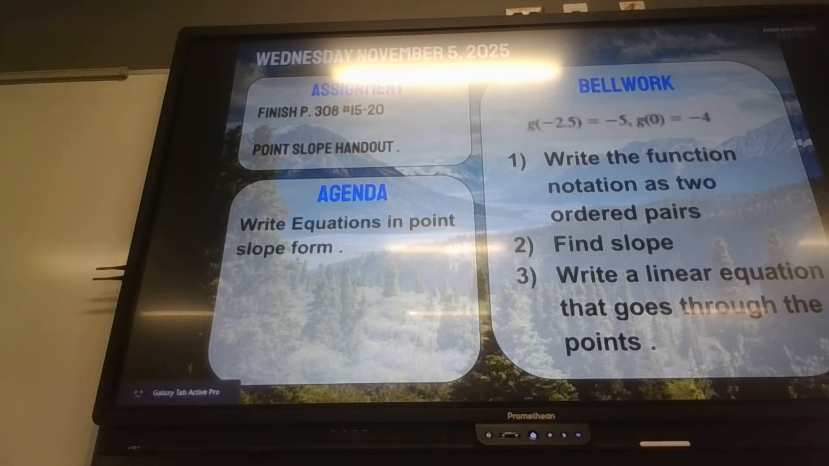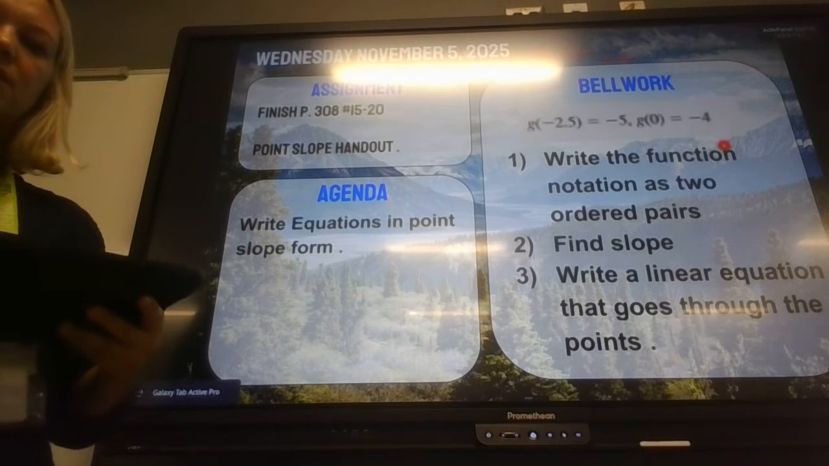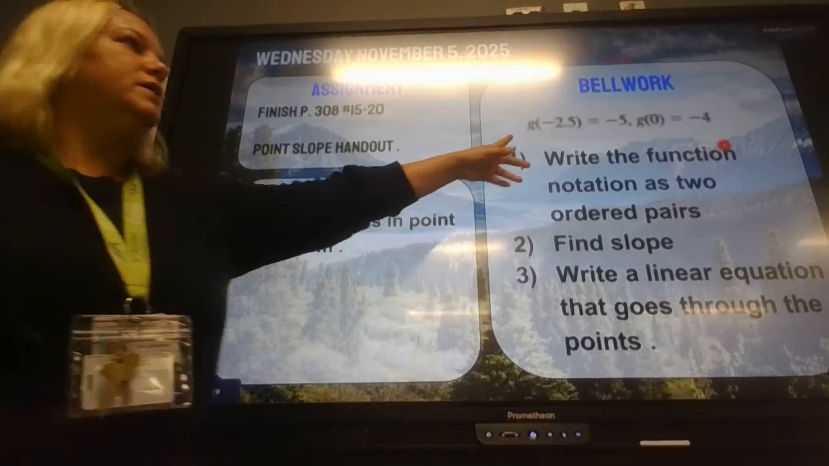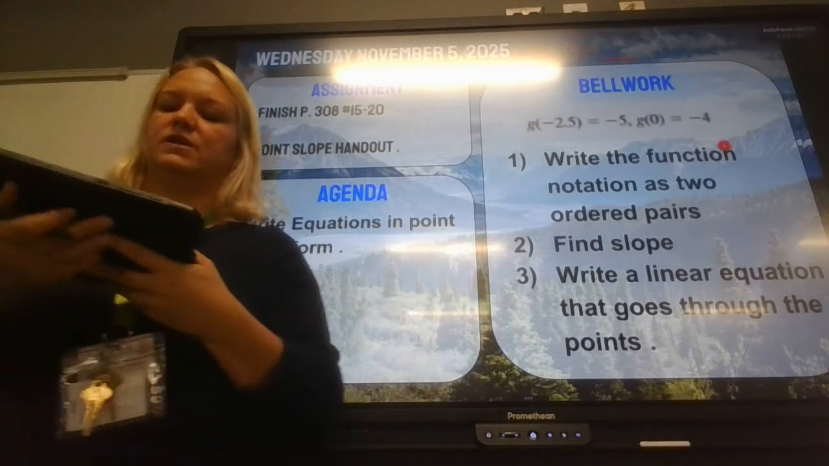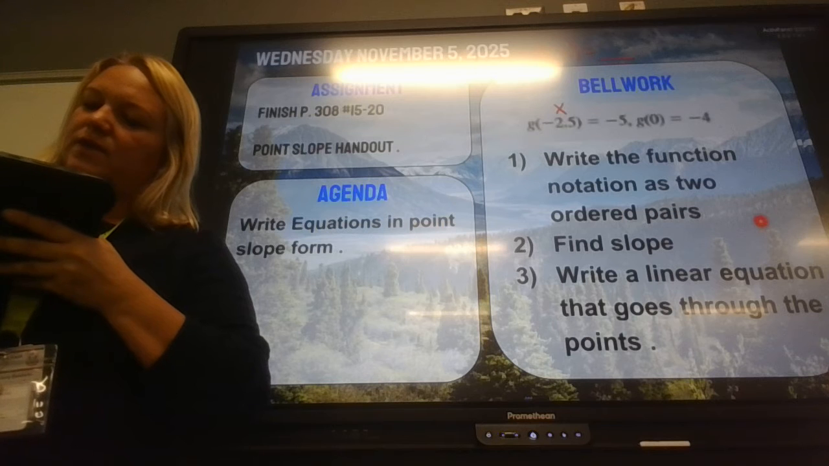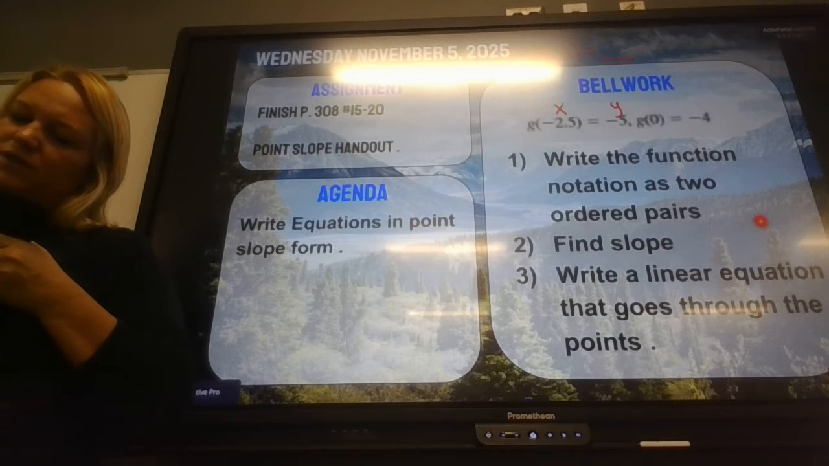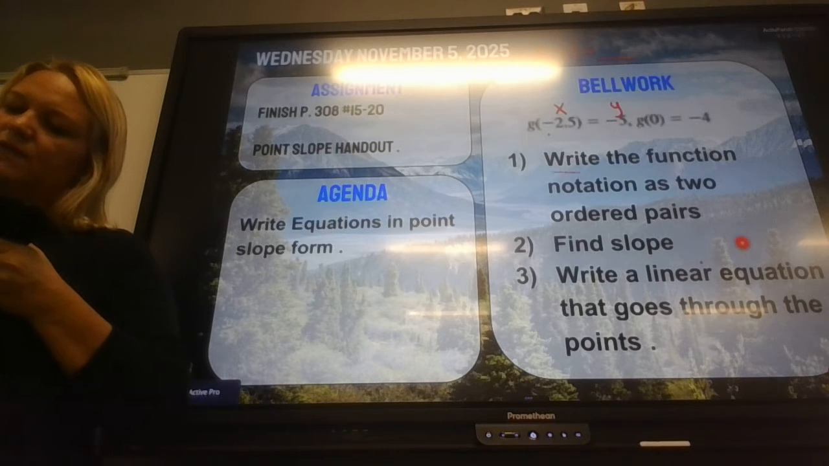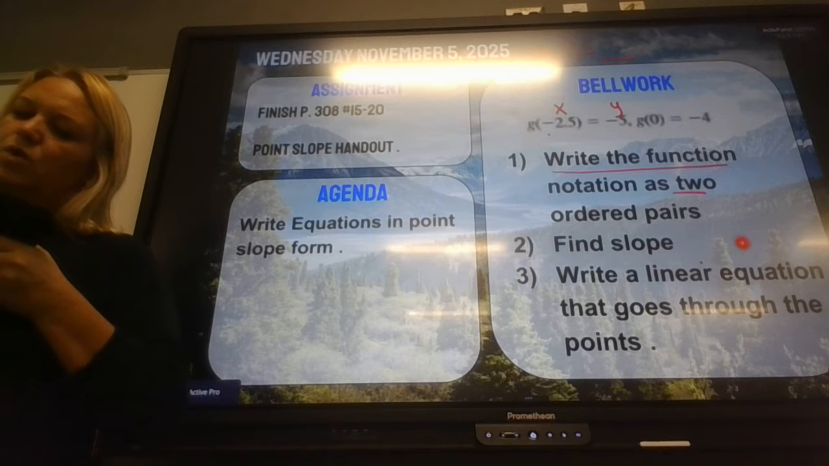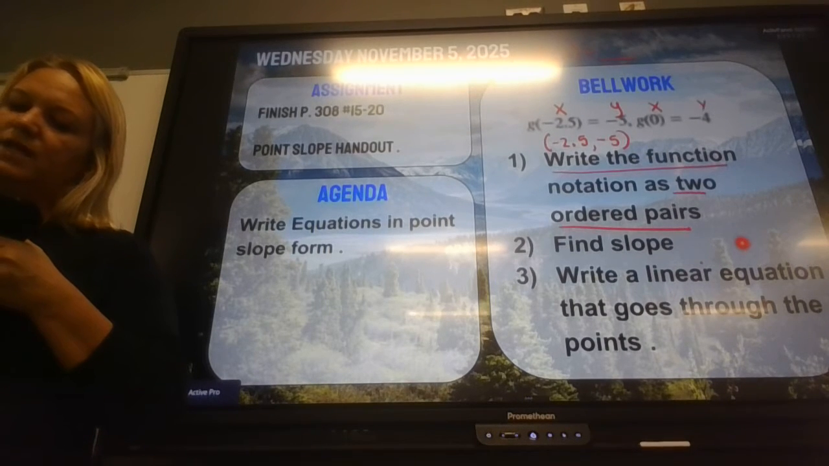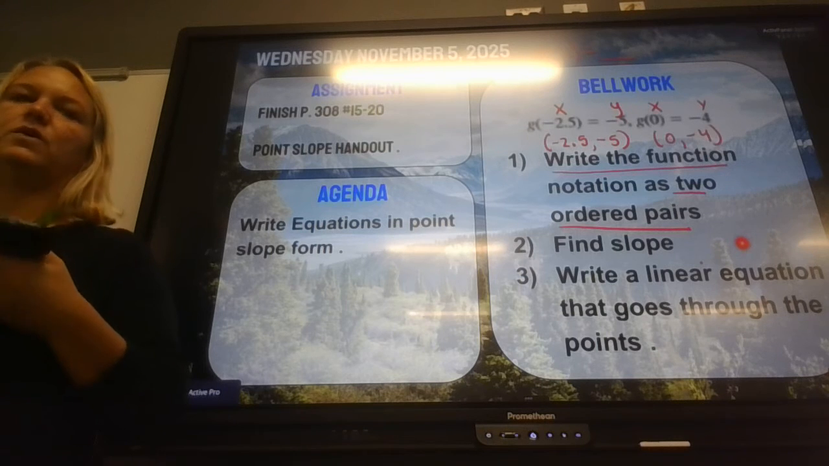This looks like maybe even a problem right out of the book. Normally, it looks like g of x equals a number. But now they don't have g of x, they have parentheses right next to that fancy g. Well, that is the x value, and the number it equals is the y value of an ordered pair. So our first ordered pair, and this is number 1, it says write the function notation as 2 ordered pairs. The first one is negative 2.5, negative 5. And the second one is 0, negative 4.